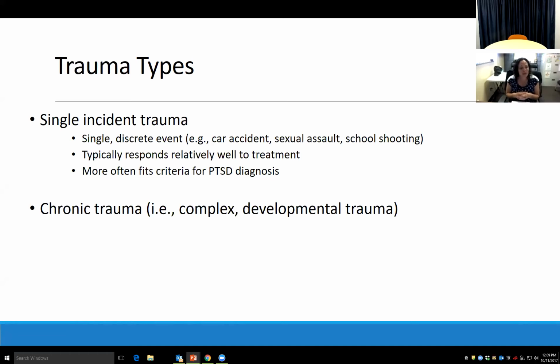The reason why we really differentiate this from the second category is because individuals who present to treatment as having experienced single incident trauma typically respond relatively well to treatment. So the trauma treatments that are out there, which we won't spend time on today, it's really beyond the scope of this presentation, but the trauma treatments that are out there, especially the ones that have been out there for a while, were really designed to treat the single incident trauma, particularly, or trauma happening in adulthood, really.